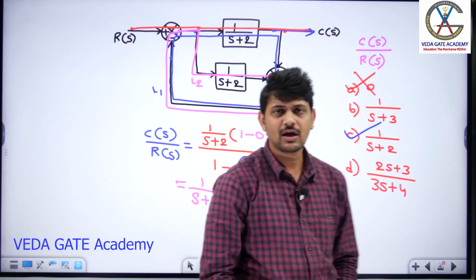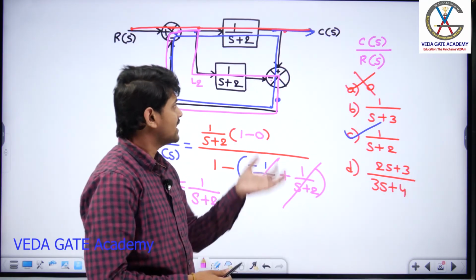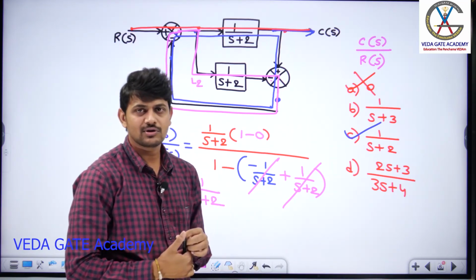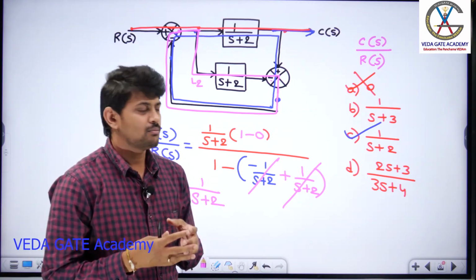Once you are comfortable with applying Mason's gain formula to a signal flow graph, it is very easy for us even to get the same thing for block diagrams also. So this is how we need to apply Mason's gain formula to a given block diagram.